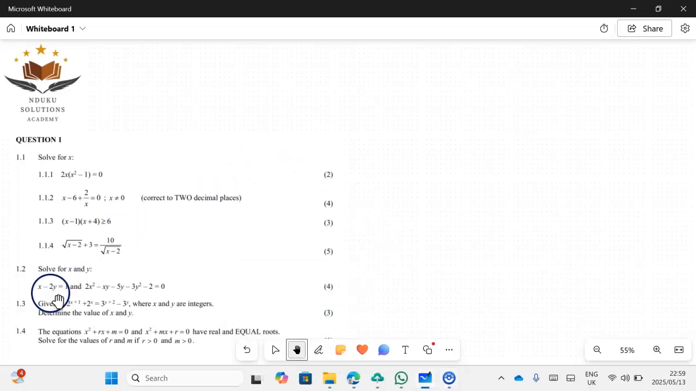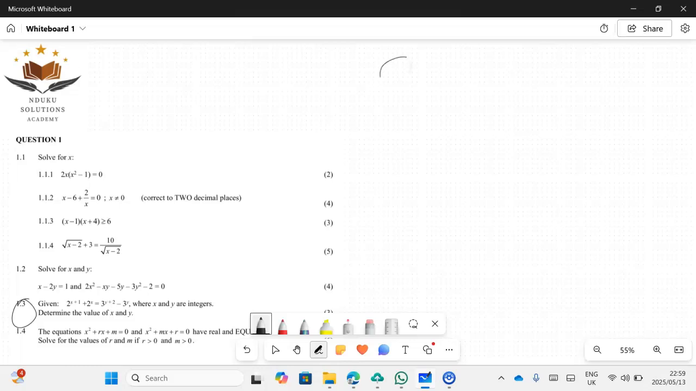Alright, the other one is 1.3. Let's take a look at 1.3. This one was not completed, so we'll wrap it up. Let's take a look at 1.3.